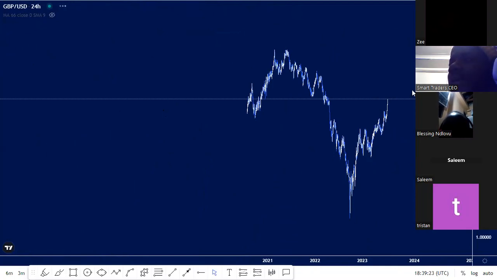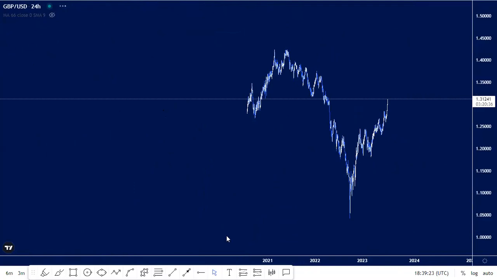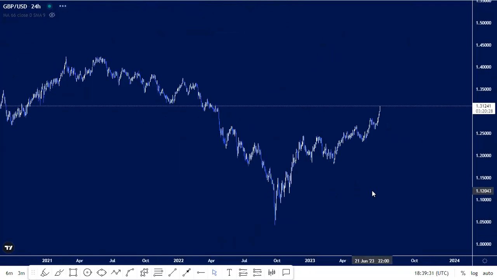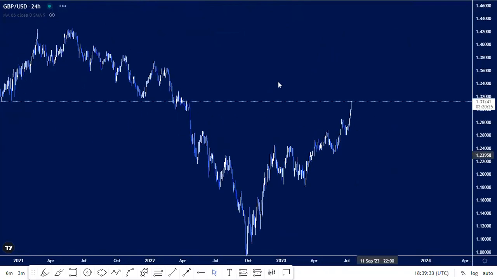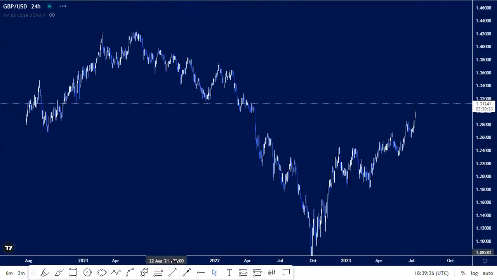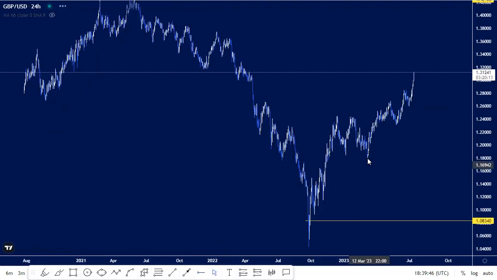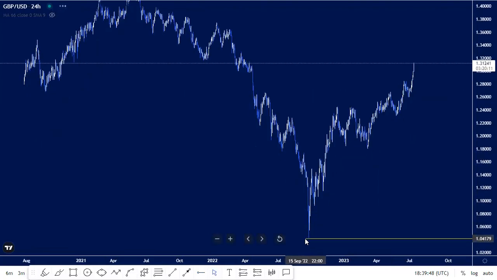If you notice, it says that this chart is limited. It's starting from 2021, but you can actually see what is happening. You can see that from this highest point there to this lowest point down there, it was just downtrending.